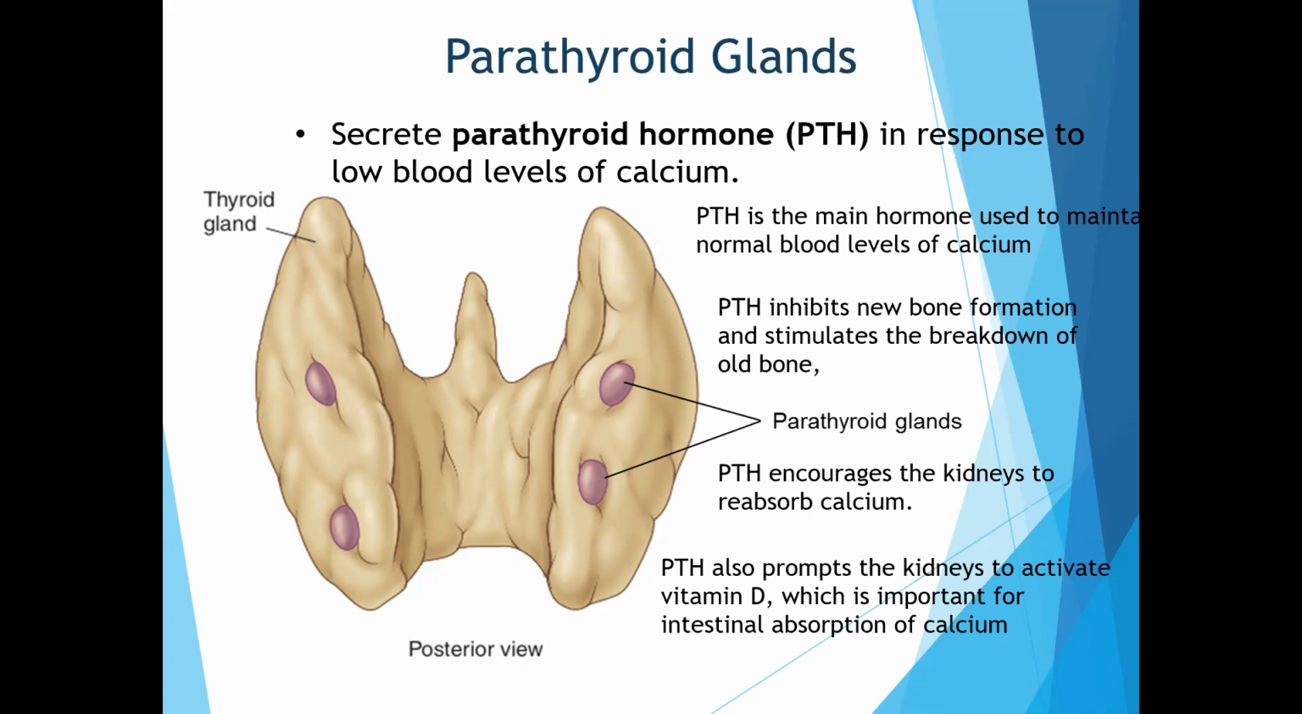So parathyroid hormone is how we maintain our calcium. It's part of our homeostasis. So parathyroid inhibits new bone formation. It stimulates breakdown of old bone. So it encourages the breakdown of our bones. It also encourages our kidneys to reabsorb our calcium and activate vitamin D, which is also part of the absorption process for calcium.